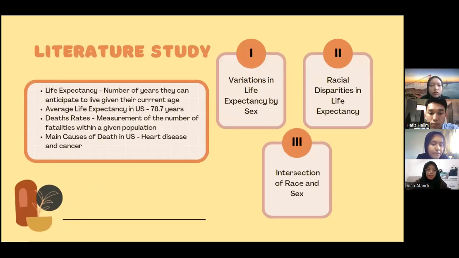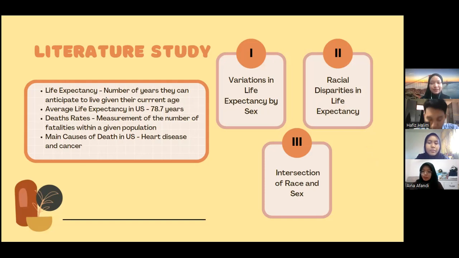Next, our literature study. We study the life expectancy, which is the number of years they anticipate to live given their current age, and also the average life expectancy in US is 78.7 years. And also the death rate, which is the measurement of the number of fatalities within the given population, and the main cause of death in US is heart disease and also cancer. Next, the variation in life expectancy by sex is the cause of link between the life expectancy and death rate. This is due to the fact that globally women frequently outlive men.